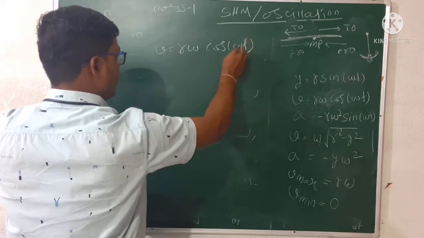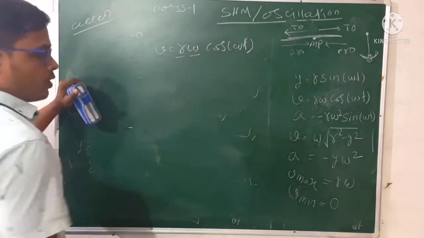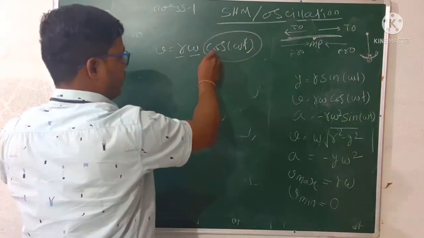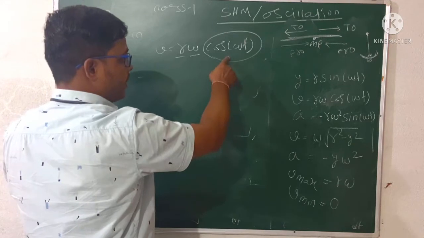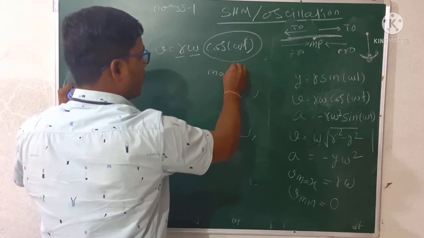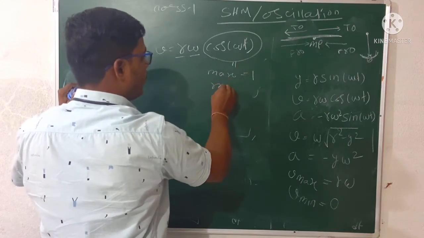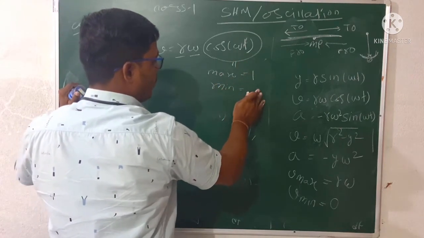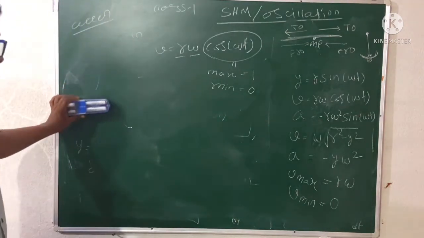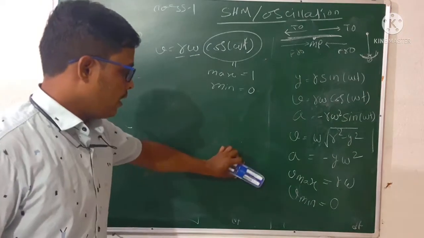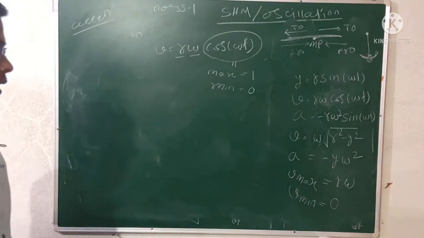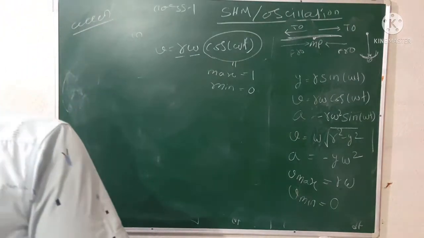r is the radius, so this is constant. Omega is the angular velocity, this is also constant. So it depends upon cos omega t. The maximum value of cos omega t is 1, and the minimum is 0, because it will not be negative here. Since it is oscillating and we take the magnitude of velocity, the minimum value of v is 0.